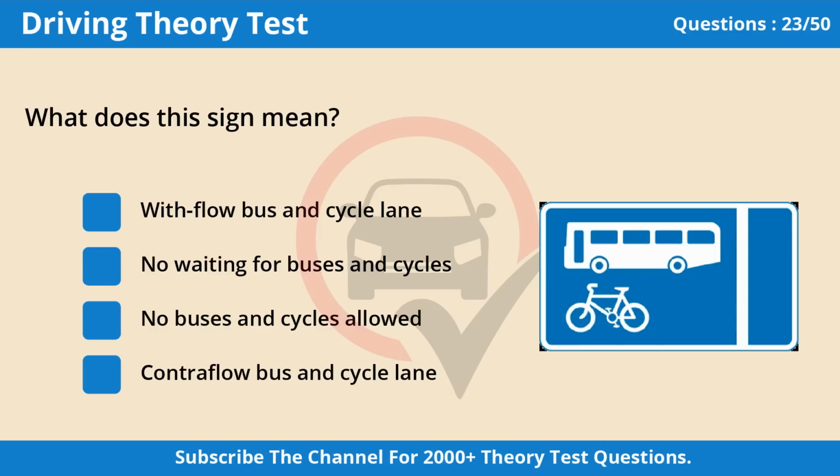Question 23. What does this sign mean? A. With flow bus and cycle lane. B. No waiting for buses and cycles. C. No buses and cycles allowed. D. Contraflow bus and cycle lane.